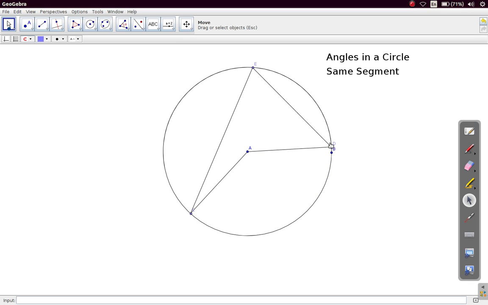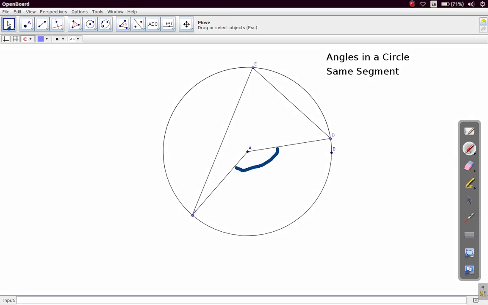Well, remember, last time we looked at the fact that the angle at the center is twice the angle at the circumference of the circle. When you have the angle at the center formed by two radii, and the angle at the circumference is formed by two chords that lie on the same main chord.